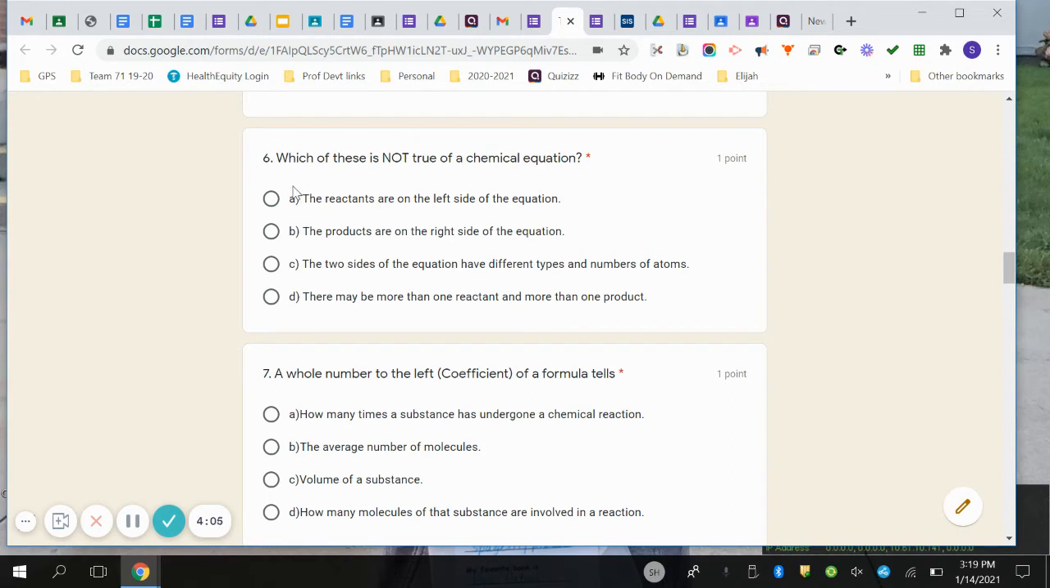Number 6, which of these is not true of a chemical equation? A, the reactants are on the left side of the equation. B, the products are on the right side of the equation. C, the 2 sides of the equation have different types and different number of atoms. Or D, there may be more than one reactant and more than one product.